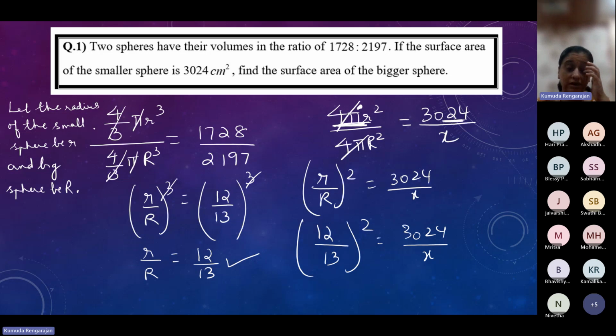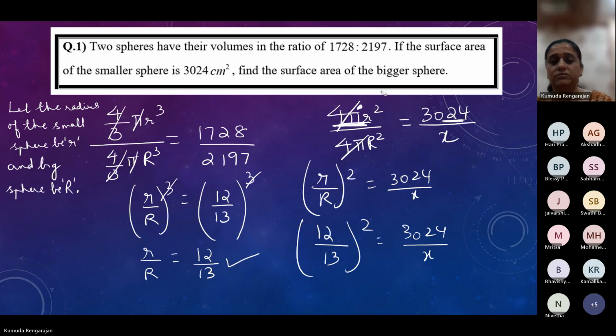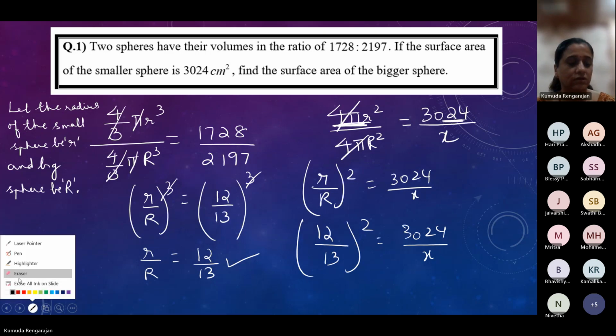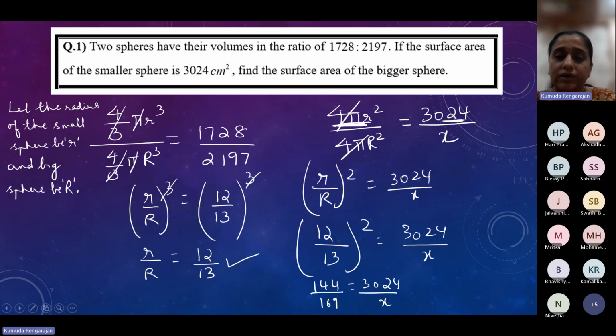You can start like this. Let the radius of the small sphere be small r and the big sphere be capital R. Please work. Cross multiply and find the value of x.